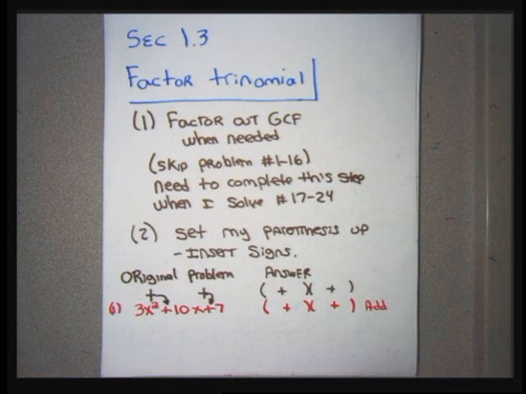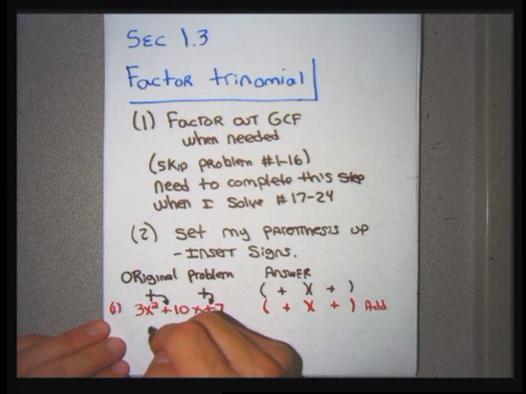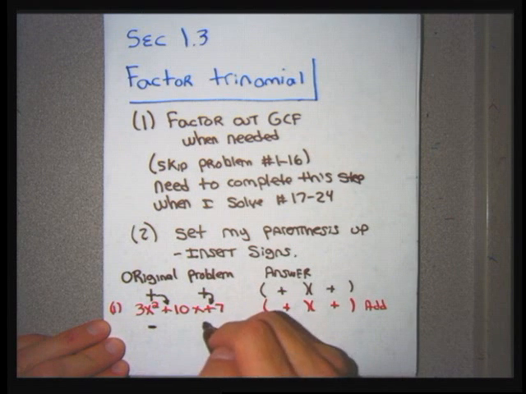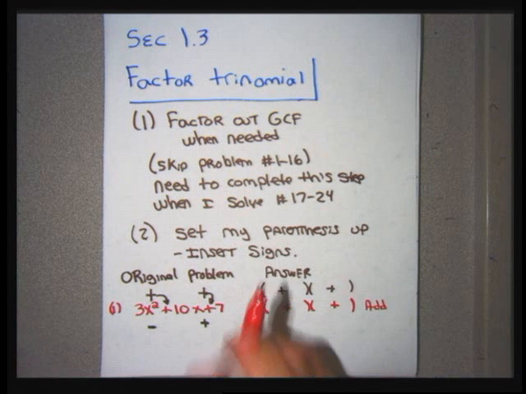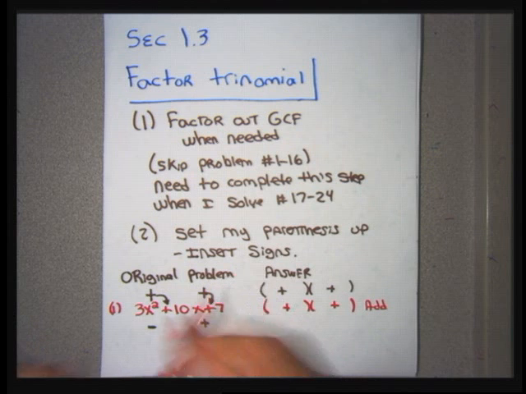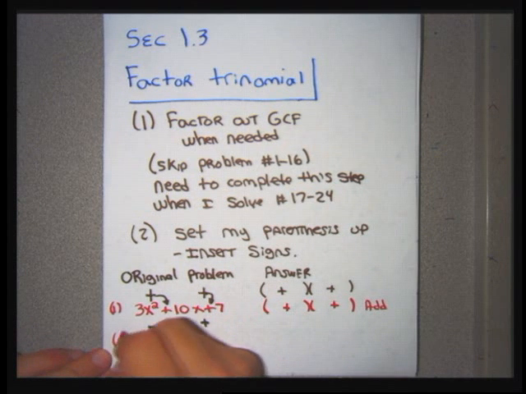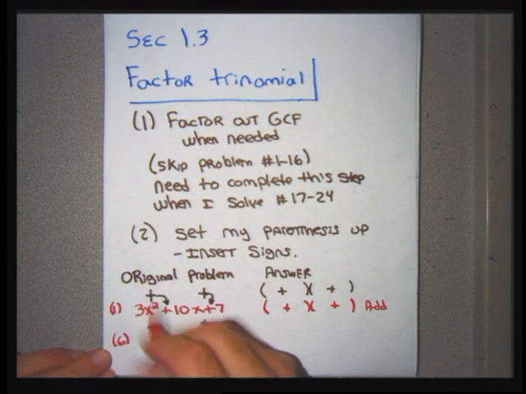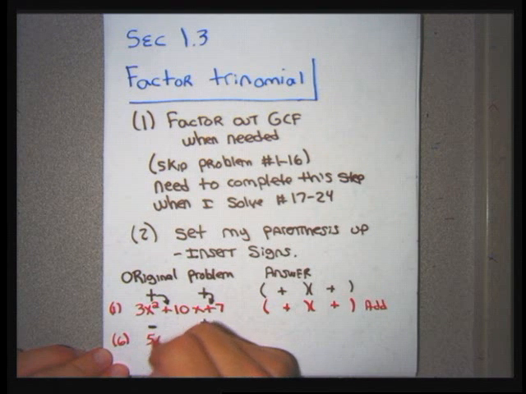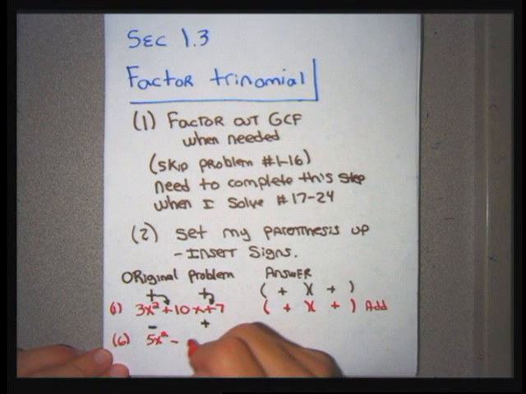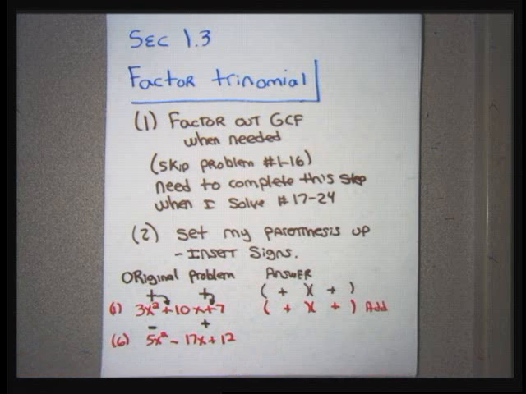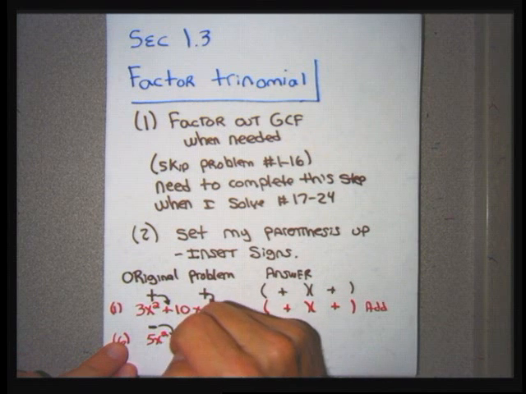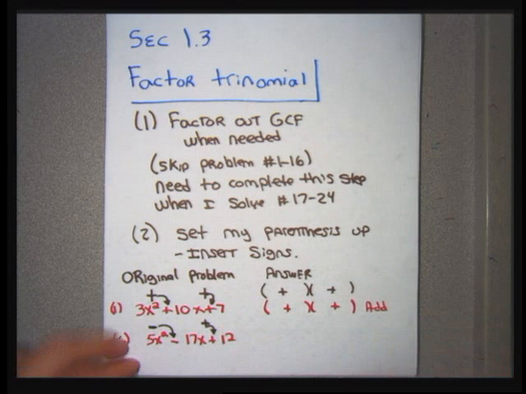The second scenario that might come up is that the first sign in the original problem is a minus, and the second sign is a plus. And in the homework, I see that problem 6 has that set up. If I look at problem 6, I see 5x squared, first sign is a minus, and then I see 17x, second sign is a plus, plus 12. So this is the situation where the first sign is minus and the second sign is plus.